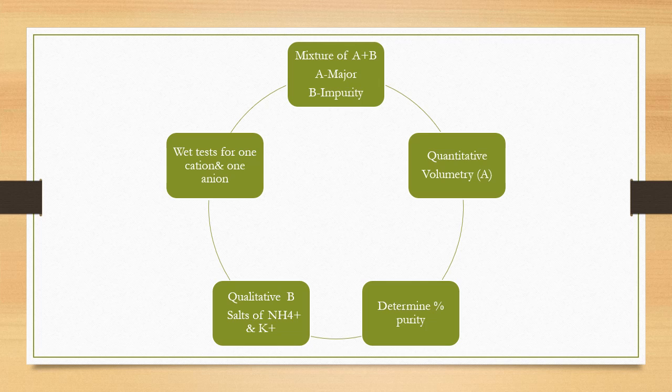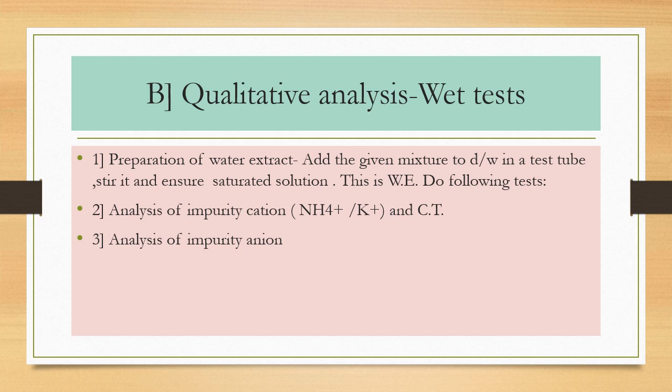Either it will be ammonium or potassium. Never will you be given two salts. That is, never will you be given two cations for detection, only one cation as the impurity cation to be detected. Wet tests are carried out using water extract. So one has to prepare the water extract first before proceeding for qualitative analysis.